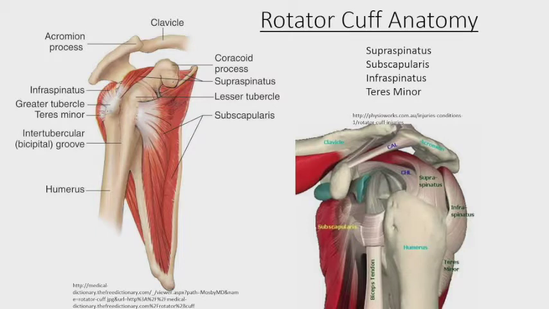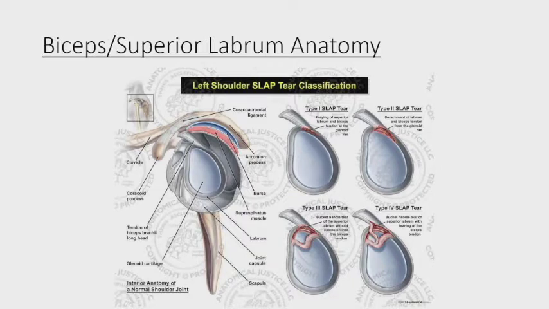So we've already gone over the anatomy. We're not going to belabor this, but a lot of the issues we're going to talk about with regards to the rotator cuff are with the tendinous insertions of these very important muscles in specific areas on the proximal humerus bone.